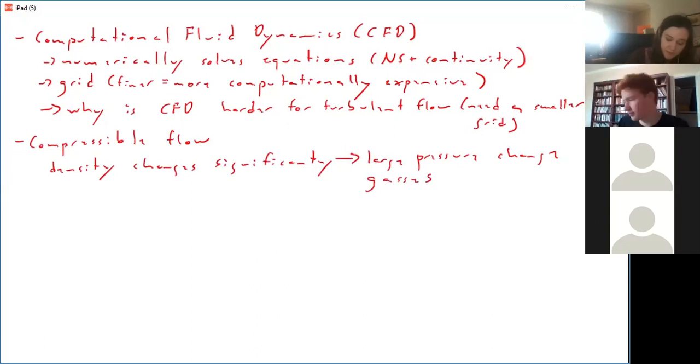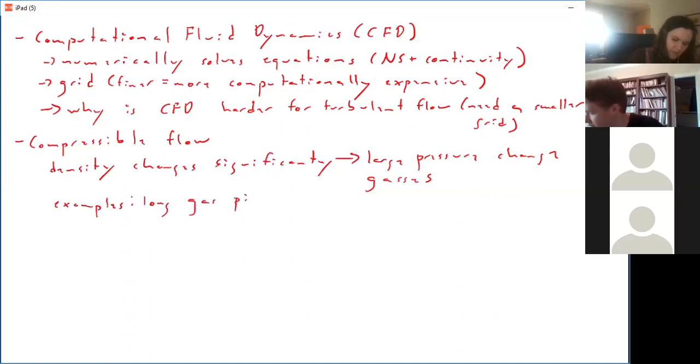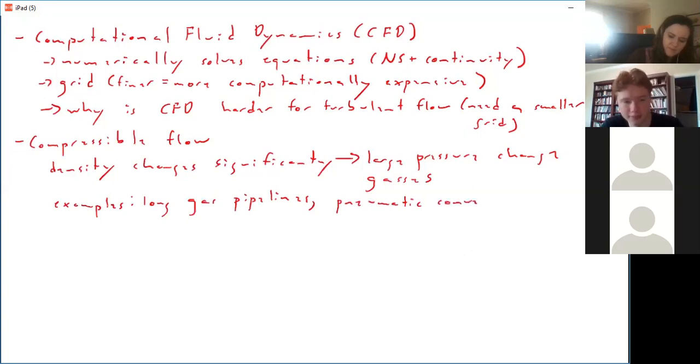And some situations where that might happen: long gas pipelines, pneumatic transfer. What's pneumatic transport or pneumatic conveyance? Well, we talked about powders. The homework had sugar, any kind of powder, sawdust stuff. And it uses just really highly pressurized air.